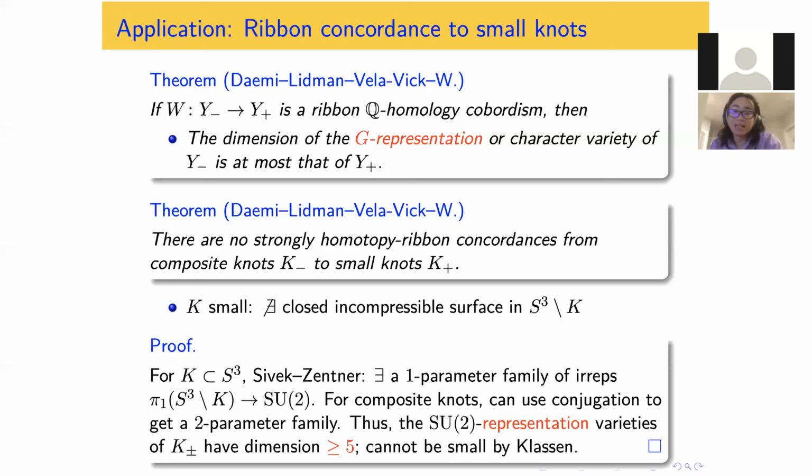But then, by a result of Classen, that means that the knot K plus cannot be small. So that's a contradiction. For the experts, the reason that we don't just go directly from character varieties to character varieties is a little bit subtle, because it really depends on what you mean by the dimension of a character variety.